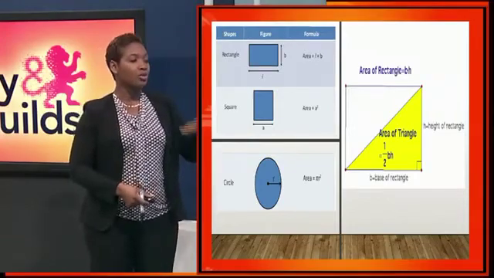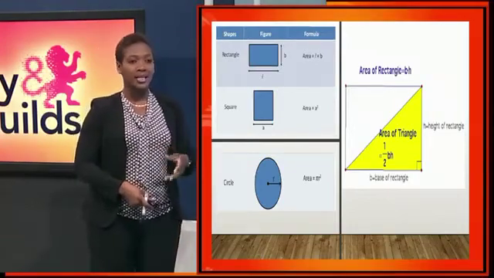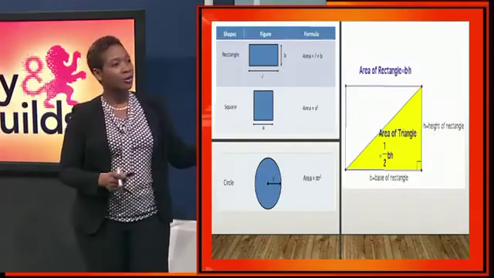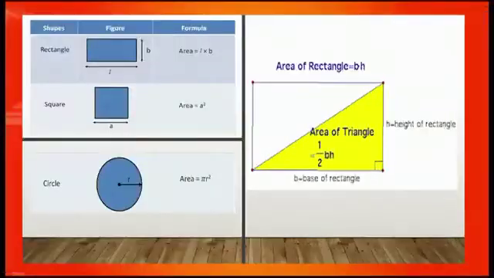And the circle, which we just did, the area of a circle is pi multiplied by r squared. Great. And of course, you know r stands for radius.